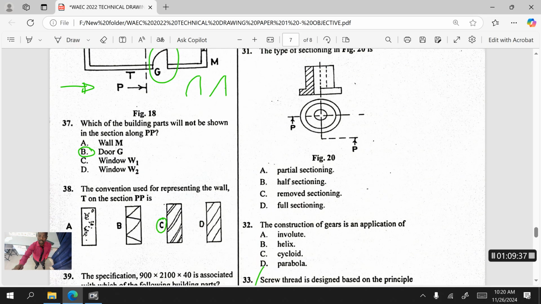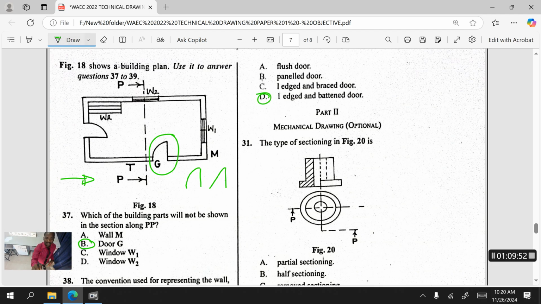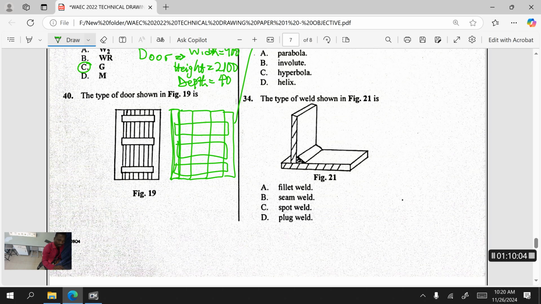So when you go to the options, you will see the words. We have flush door. Flush door should be a board, an entire board, no joining. Panel door. So this is simply ledged and batten. The type of door you are shown here is ledged and batten. The standing planks are referred to as batten. Then those that are horizontal are the ledged.